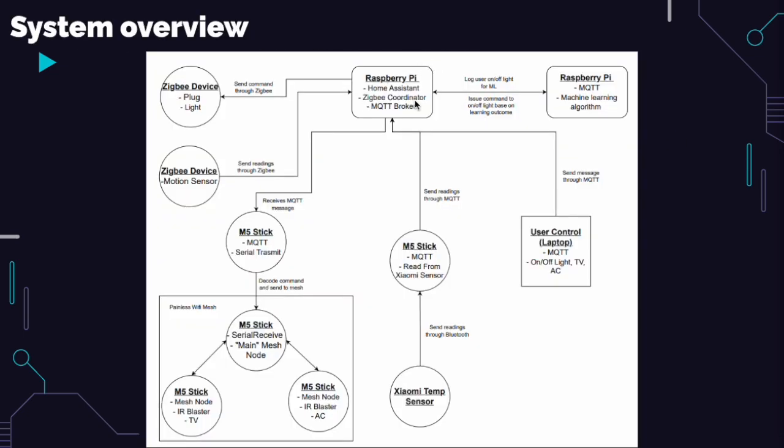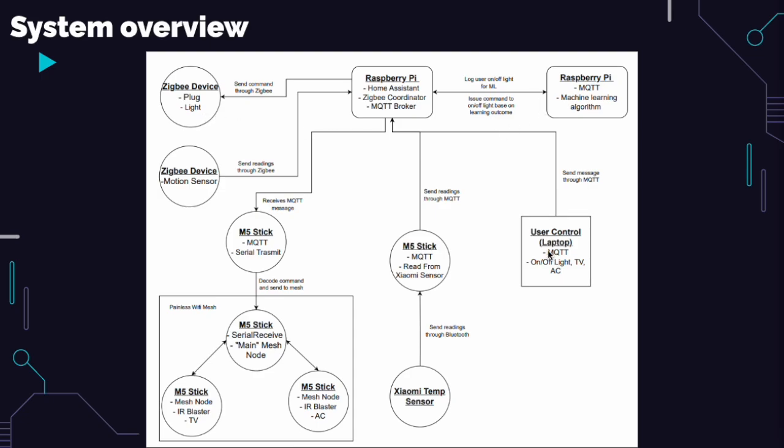Let's start off with the Raspberry Pi running Home Assistant. It has a Zigbee coordinator connected to it, and it also has an MQTT broker running. I will talk more about Home Assistant in a later slide. Next, we will move on to the devices connected to the Pi running Home Assistant. We have two Zigbee devices, a plug, which is connected to the light, and a motion sensor. And the rest of the other devices communicate with the Home Assistant Pi by sending MQTT messages to different topics.